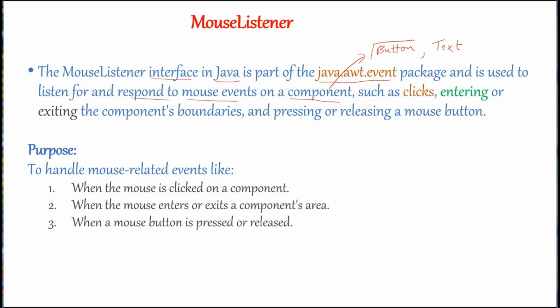If this is a button, you can enter with the mouse, and if this is a text field, you can enter with the mouse and you can exit from this area with the mouse. These components have boundaries, and other events can be pressing or releasing a mouse button. To be specific, what is the main purpose of the MouseListener? When the mouse is clicked on a component, when the mouse enters or exits a component's area, or when a mouse button is pressed or released.